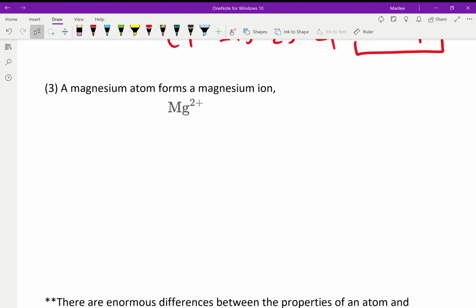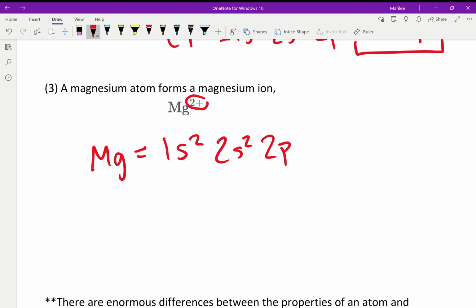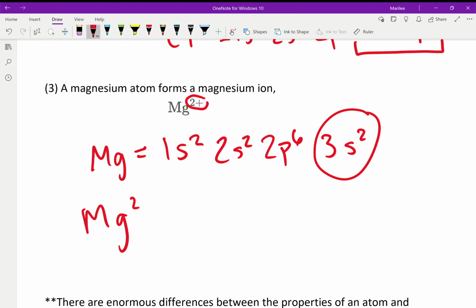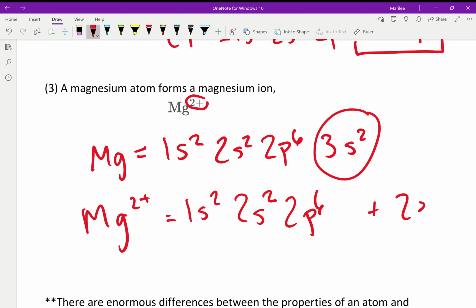A magnesium atom forms a magnesium ion Mg2+. So this here has 2+. So how do we do this? Mg, magnesium, is 1s2, 2s2, 2p6, 3s2. So we're going to lose the 2 electrons from here, and Mg2+ will be 1s2, 2s2, 2p6, right? We have the 2 electrons that we lost. So this also fills the most outer shell.